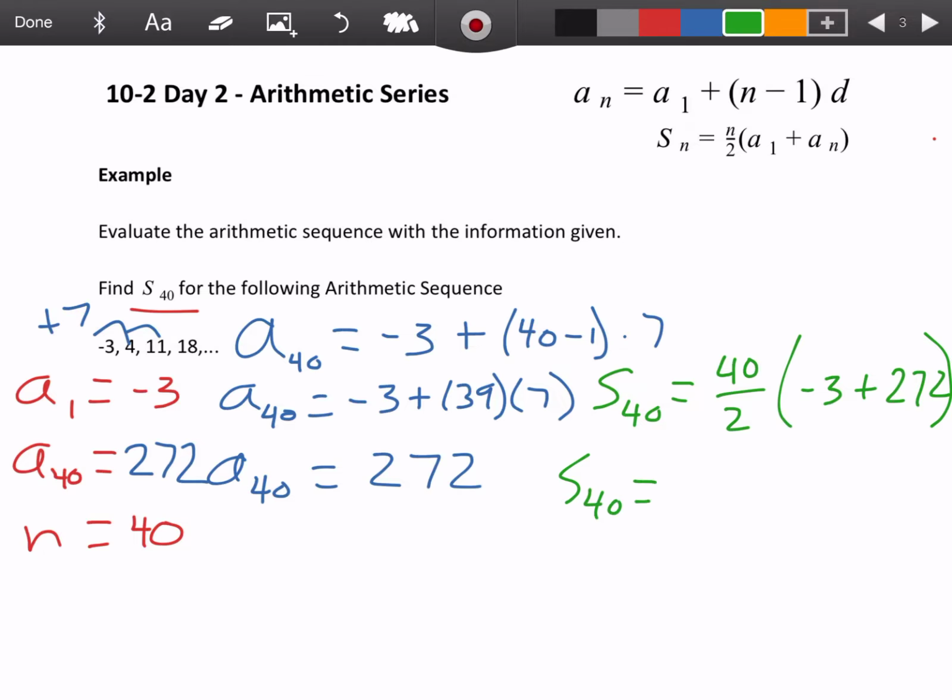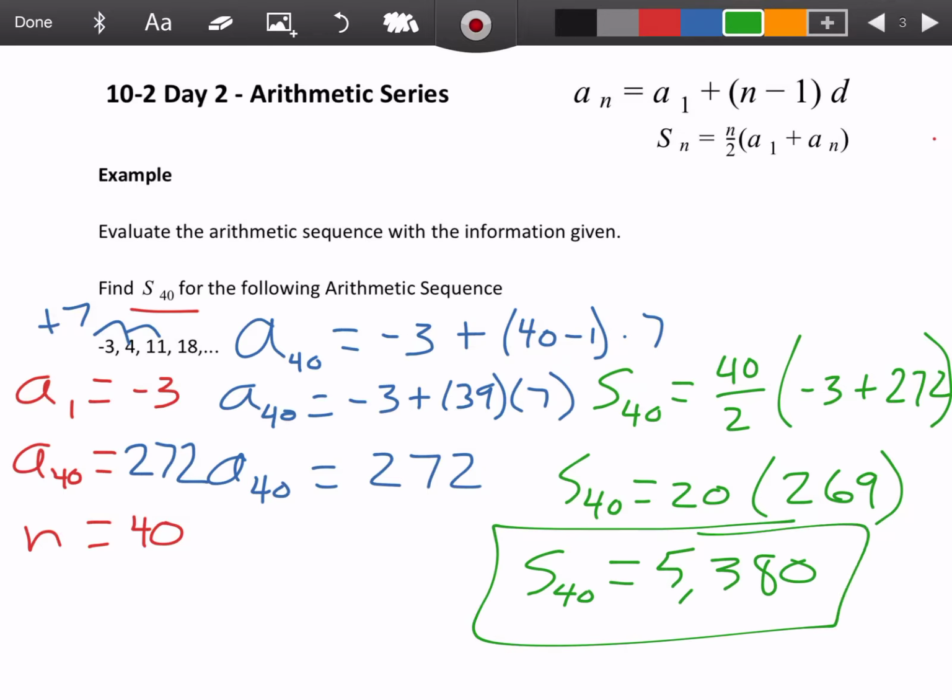So this would turn into 20 times 269. And when you multiply that out, you find out that that sum becomes 5,380.